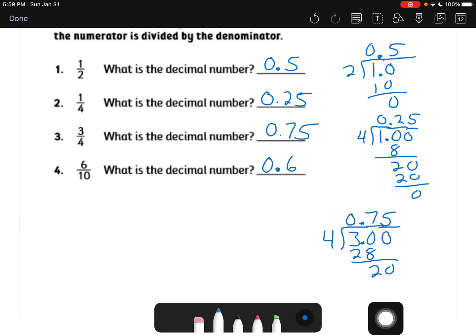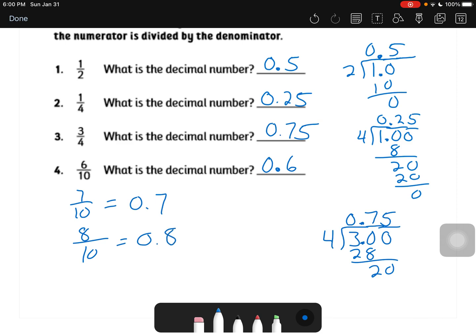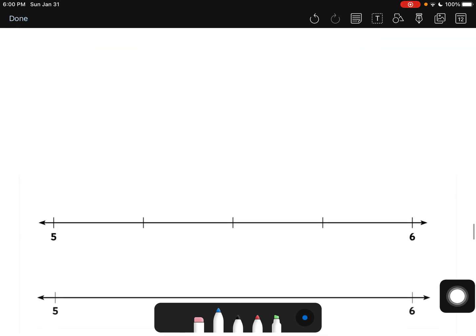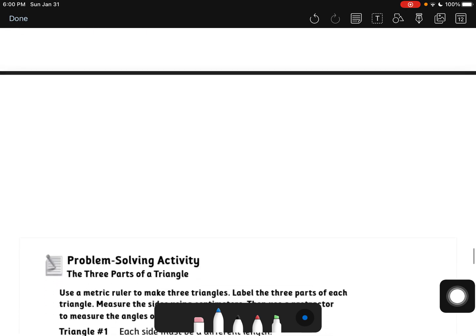Okay, now anything that's over 10, that one's really easy. All you have to do is put the decimal in front of it. If it's a 6 on top, it's 0.6. If I had 7/10, that would be 0.7. If I had 8/10, that would be 0.8. If I had 9/10, that would be 0.9. So that pattern's real easy. If you're dividing by 10, it's whatever the numerator is with a decimal point in front of it. Let's skip over that.